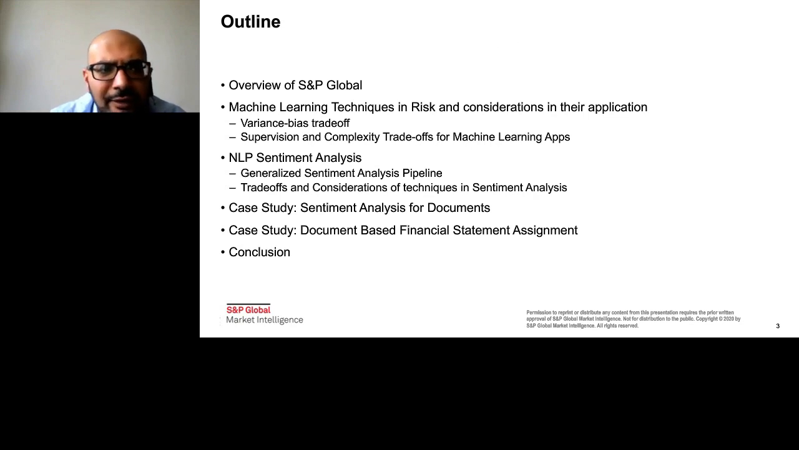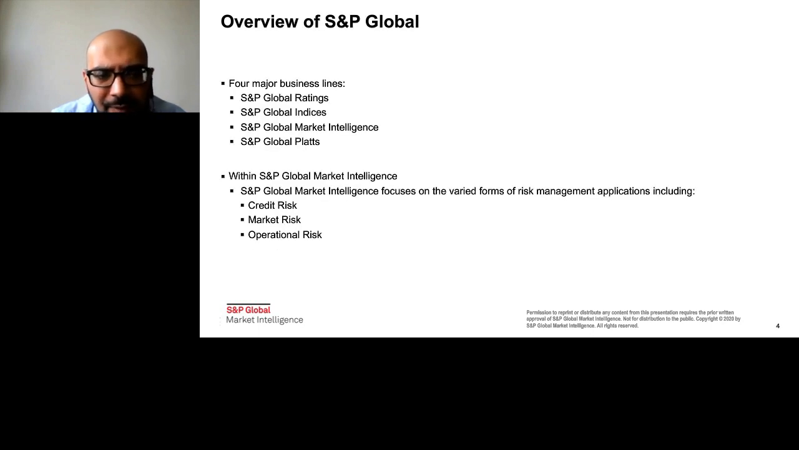So a quick outline today is, we'll go over quickly what S&P Global is doing, then we'll go into the machine learning techniques, the risk and consideration of different applications, so trade-offs. And then we'll go into sentiment analysis, a similar idea about a generalized pipeline and what the trade-offs of different techniques are. Then we'll go into the two case studies, one on sentiment analysis for documents, the other based on financial statement assignments for documents, and then we'll conclude.